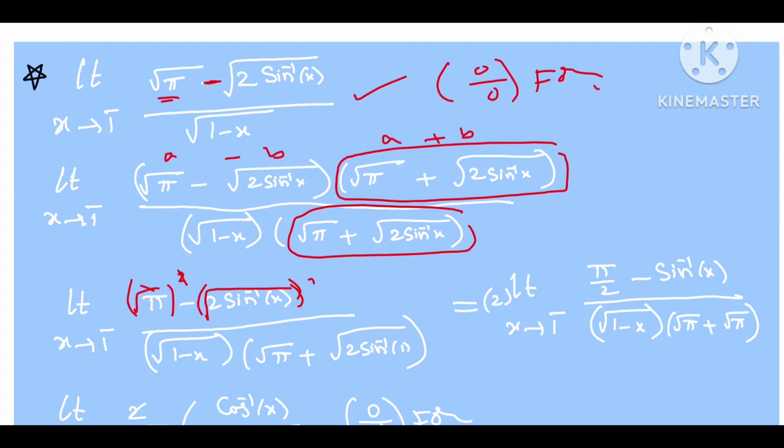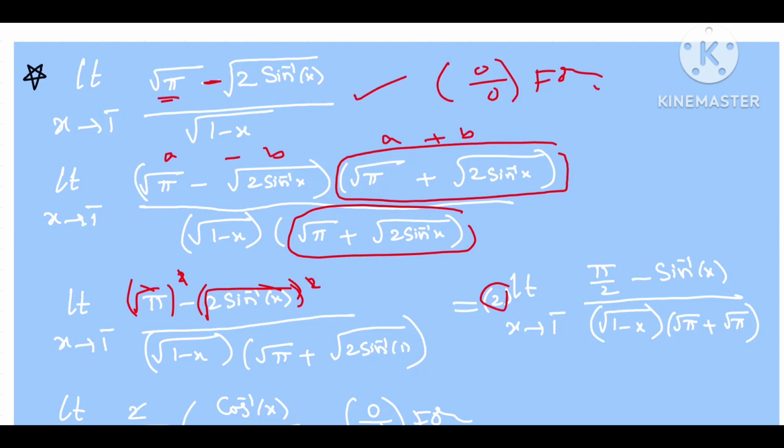So what do we get here? Limit, pi minus 2 sin inverse x upon root 1 minus x into root pi plus root 2 sin inverse x. In the numerator, pi minus 2 sin inverse x, I will take 2 common here. Pi by 2 minus sin inverse x. In the place of x, write 1.